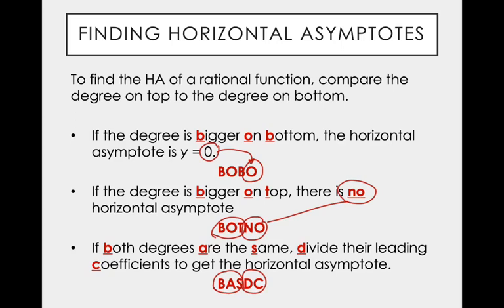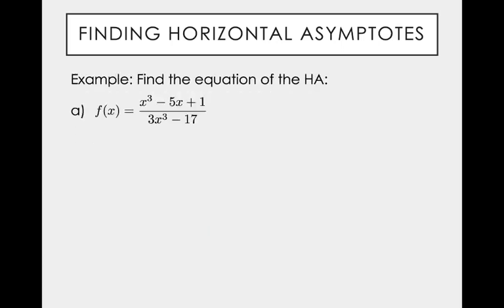So again, these rules come from concepts in calculus, and so they're not going to make any kind of intuitive sense when you look at the function necessarily. Let's just get some practice using those rules, BOBO, BOTNO, and BASDC. We're going to find the equation of the horizontal asymptote. And again, the rule is that we're going to compare the degree on top to the degree on bottom.